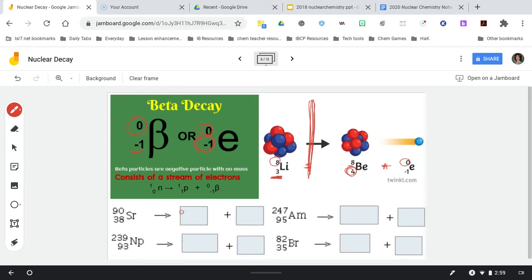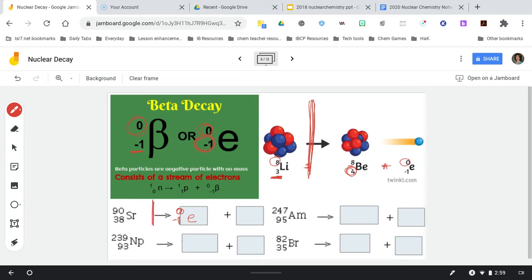So I've got strontium 90. I know that this one's going to undergo beta decay. You will be told what type of decay you need to write. I'm going to write my symbol for beta particles first. So I have 0 and a -1. And I'm just going to use the E on this example.